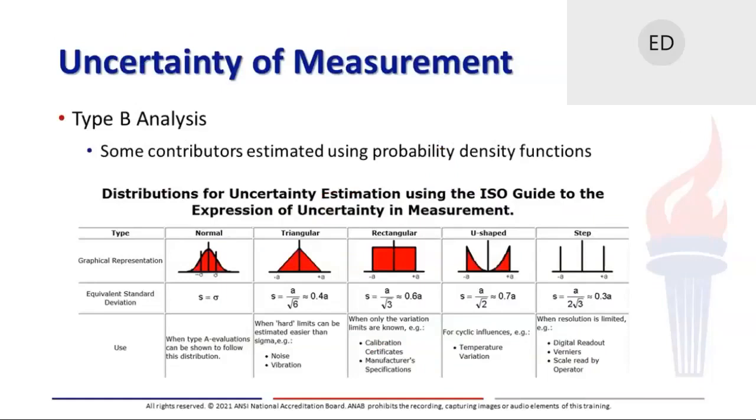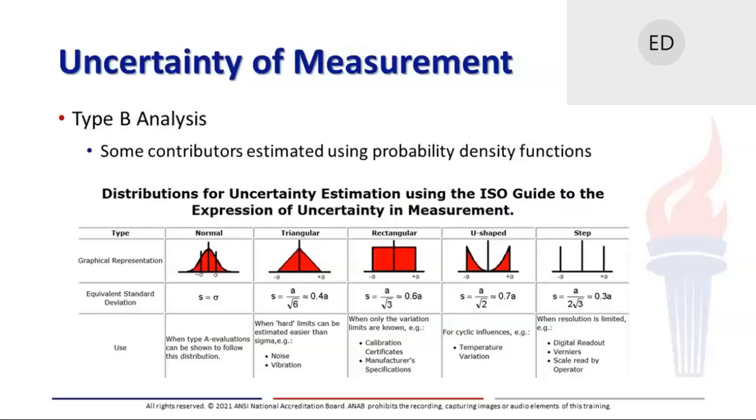For type B analysis, this is where we get that information from some other source, but in some cases, we can estimate the uncertainty of measurement using a probability density function. So certainly some other sources of type B data comes from our reference material, certificates of analysis, or from our calibration certificates. But there are some times or some places where we need to take an uncertainty component and estimate the contribution of the uncertainty from that component using these probability density functions.